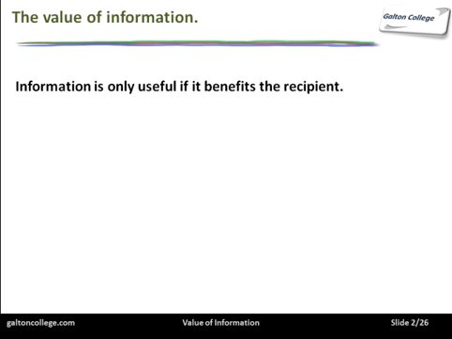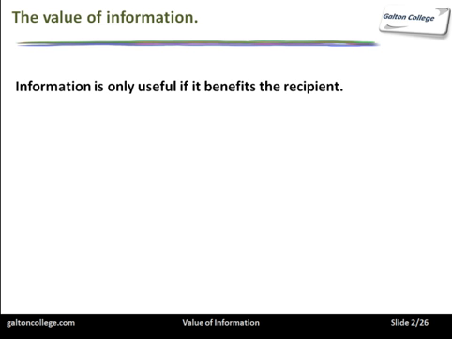In this class we're going to talk about the value of information. Now, information is only useful if it benefits the recipient. The recipient of information may use the information to improve decision making. And that's the key thing about information. If it is useful, it does help in decision making.